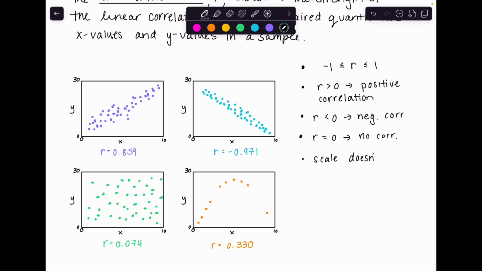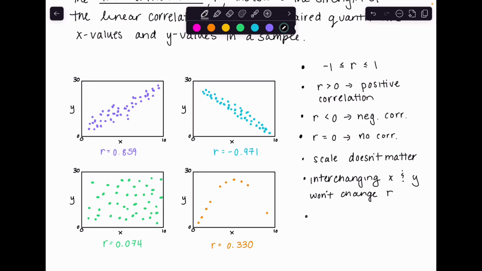Okay. Now, as just a couple extra notes, the scale does not matter that you use. So let's say you're working with temperature and maybe you have it in degrees Fahrenheit. If you change all of those to degrees Celsius, your value of R would still be the same on that different scale. The other thing, if you interchange your X and Y, it won't change your value of R. So it does not matter which one you pick to be on the X-axis versus the Y-axis. It'll still be the same R value.